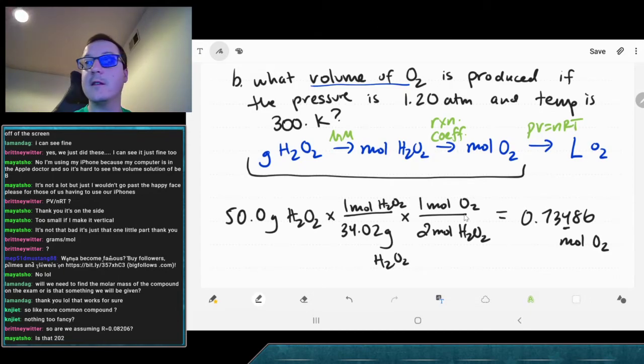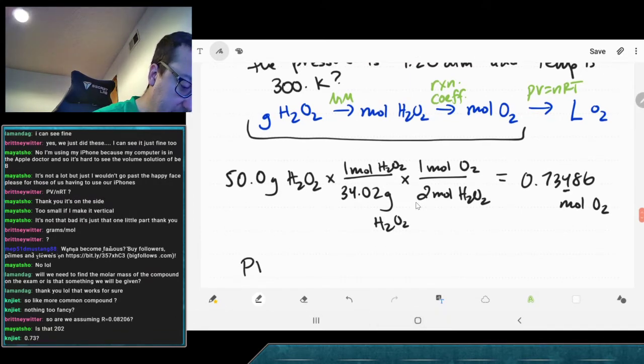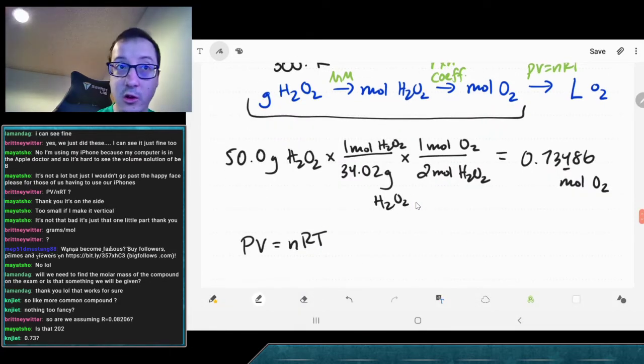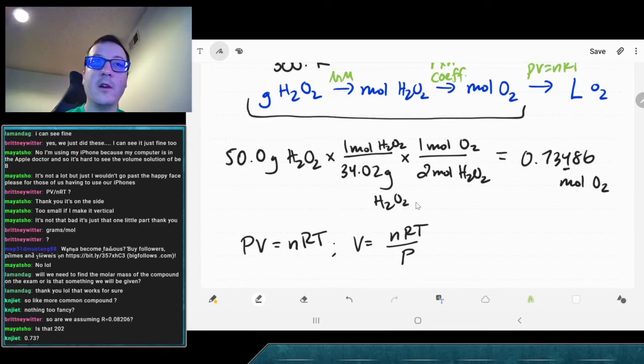And so, since we are using the ideal gas law here, we know that we are looking for a volume. Yeah, exactly, Kenji. Perfect. So the volume is nRT over P, just moving the P to the other side of the equation.